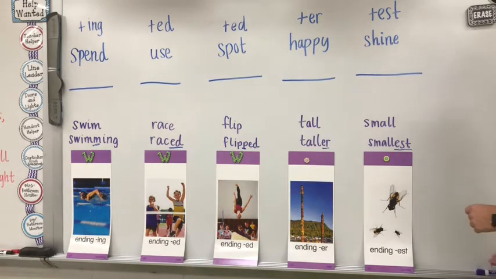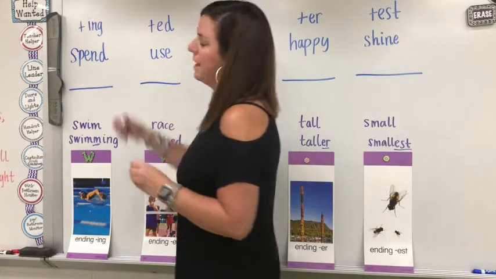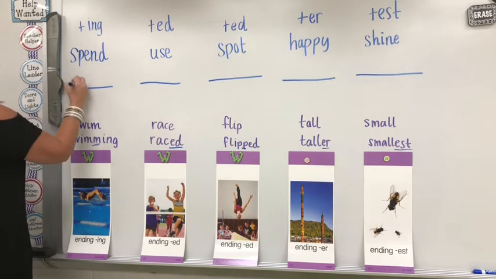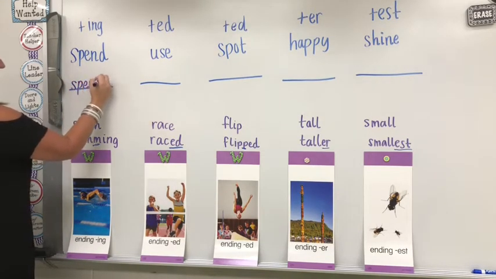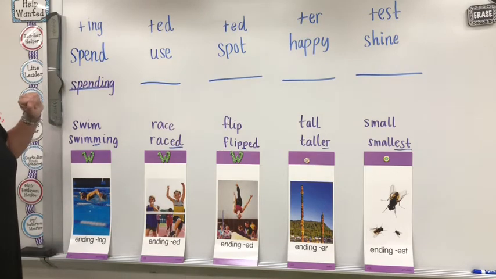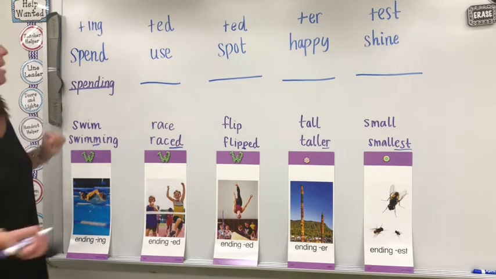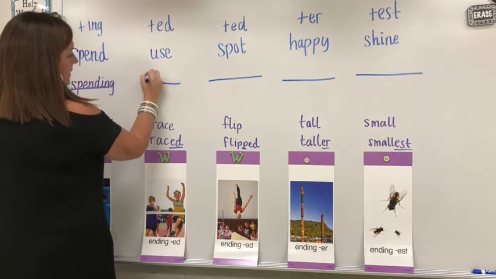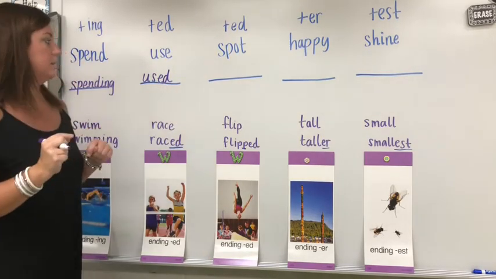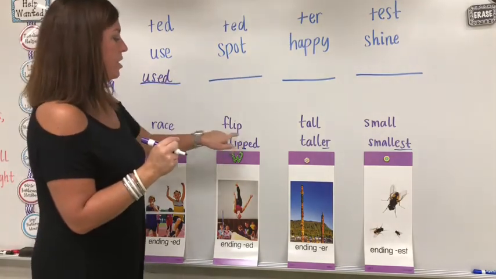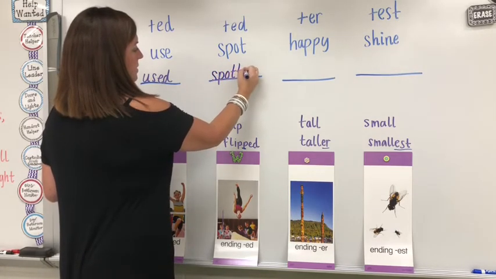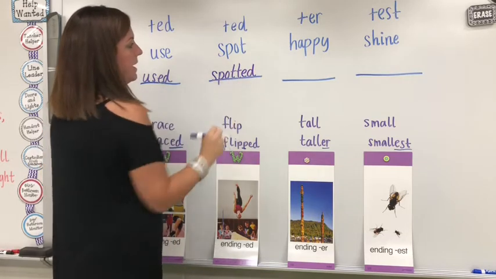Okay, if I wanted to add ing to the word spend to make spending, I can just add it, because it ends in two consonants, not vowel consonant. You can just do spend, ing, okay? We could say we're spending time on reading right now. Okay, use, that's another one that ends in E. You drop that E and then you can add ed, used. Okay, here's another one, spot. This has a vowel consonant like flipped. So you have to double the T, then you add the ending to make spotted.